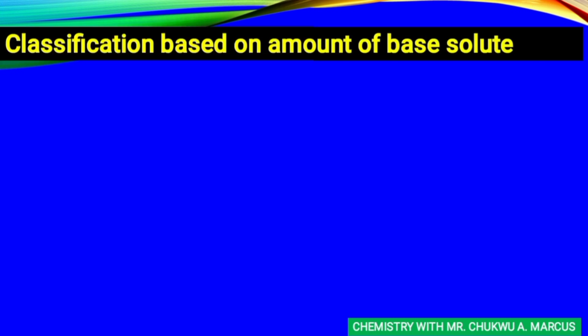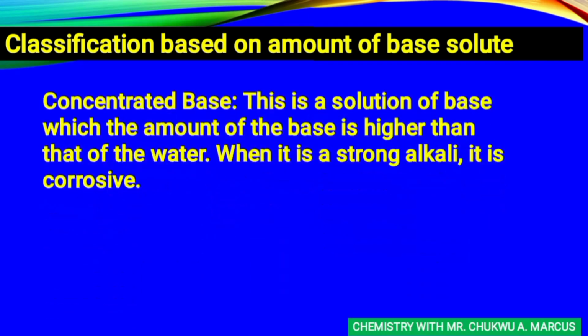We have classification of bases based on the amount of base solute, that is, we are looking at concentrated and dilute bases. For a concentrated base, this is a solution of base in which the amount of the base is higher than that of the water. When it is a strong alkali, it is corrosive. So strong bases that are soluble in water will be very, very corrosive. They will cause irritation on the skin.